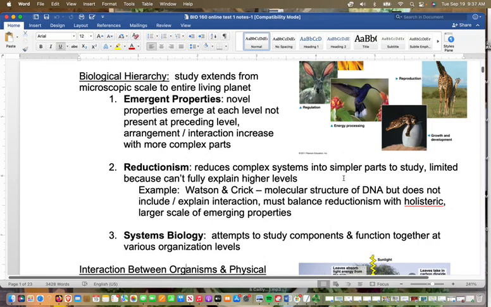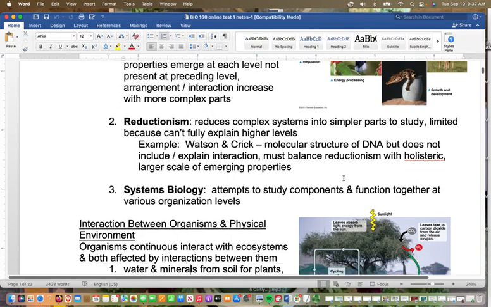With Watson and Crick, molecular biology was studied looking at the structure of DNA, but they didn't actually study and explain any interactions. They weren't understood then. So we have to balance reductionism with a more holistic approach of looking at things. So systems biology just attempts to study these components that function together.